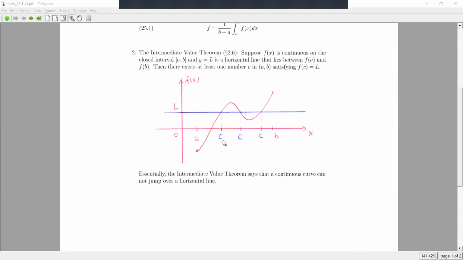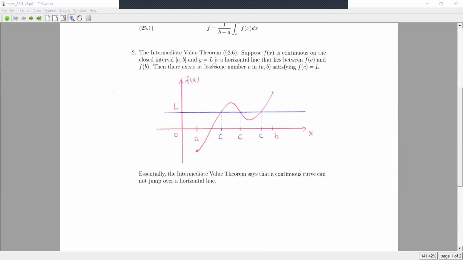Here is a diagram about this function. At the point A, function value is this solid point. At B, function value is this solid point. Now suppose y is equal to L. The graph of this equation is a horizontal line.